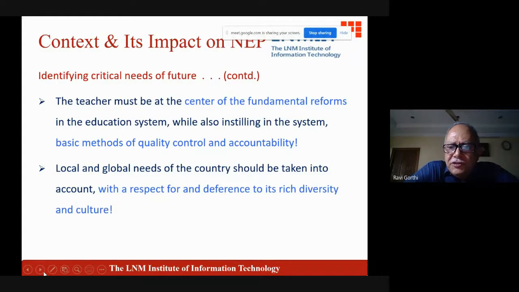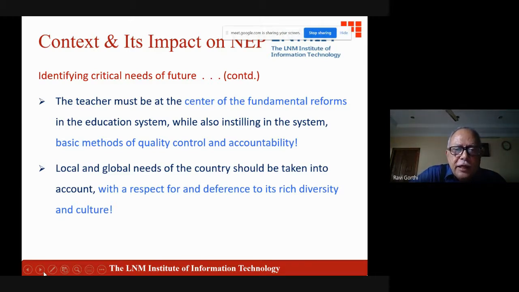Who will bring the reforms? Not administrators alone, they can't do all that. Teachers are at the center of fundamental reforms in the education system, while at the same time we have basic methods of quality control and accountability. They used a beautiful term, which I will introduce very soon, called light and tight.